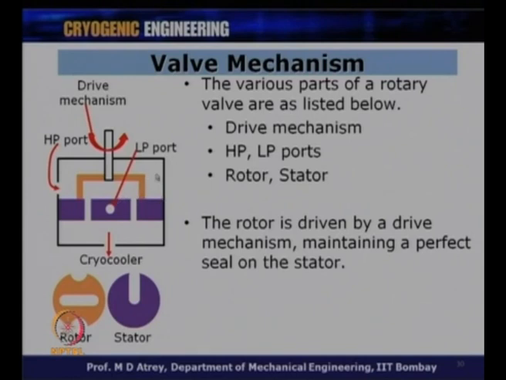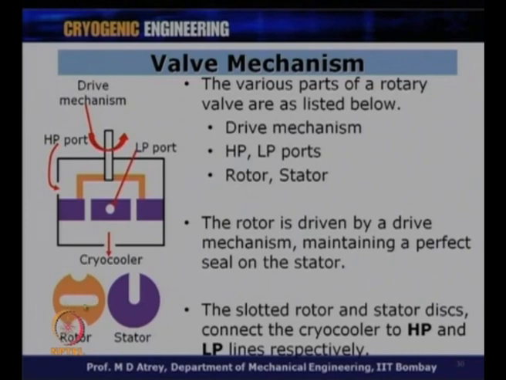Alright. So, this is very important, and you can see that special slots are cut on the rotor and the stator. The slotted rotor and stator discs connect the cryocooler to the HP and the LP line respectively. This is very important now. This curvature, how long this is, at what angle this happens, is what is going to decide how much time it takes to increase the pressure and decrease the pressure, how much time it should be kept at each, and what is the diameter of this. All this will decide the pressure pulse mechanism.